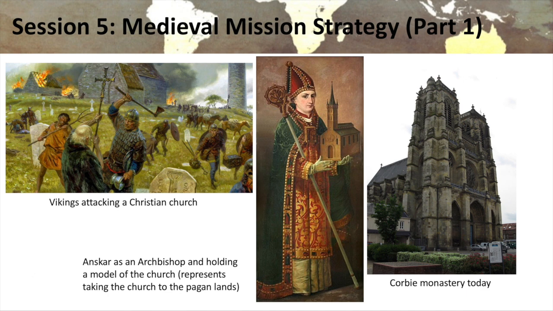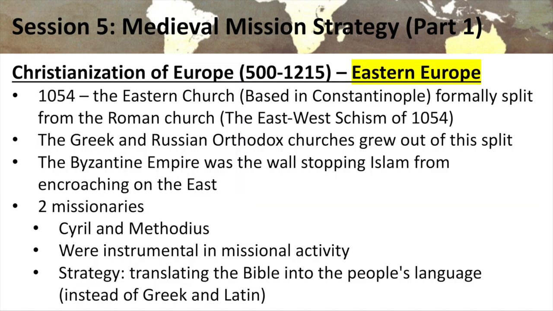So in the middle is an image of Ansgar as an archbishop, and he's holding a model of the church in his hands, and this represents that he was taking the church to these pagan lands. On the right is the monastery today at Corbie. Obviously, this was later on of a building from when he was a monk there. You can definitely see that this is a medieval style building with the flying buttresses that are holding up the walls of that cathedral. So this is Corbie's monastery today, even though it looks like a church of the Middle Ages.